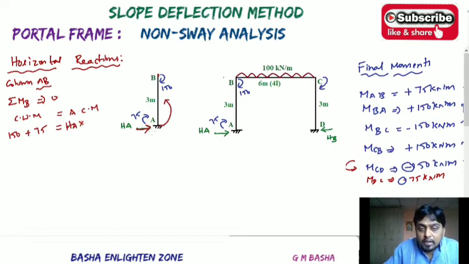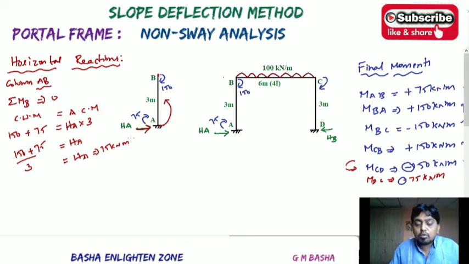Up to what distance does it act? The entire column length. Force into distance: HA into 3. So this is the moment, HA into 3. Simplifying, you get HA equal to (150 plus 75) by 3, so HA equals 75 kilonewton. That is, the sum of the moments on the column divided by the length of the column. This is the procedure for this problem.